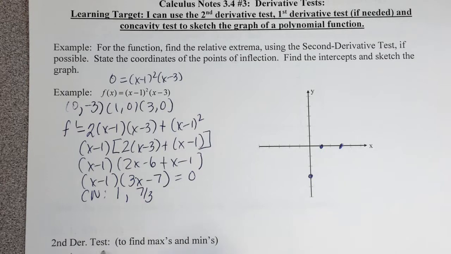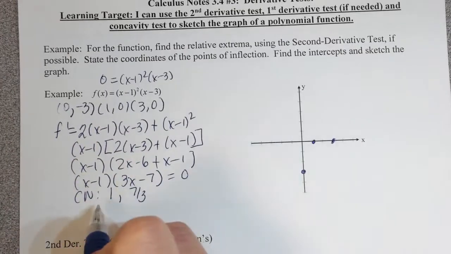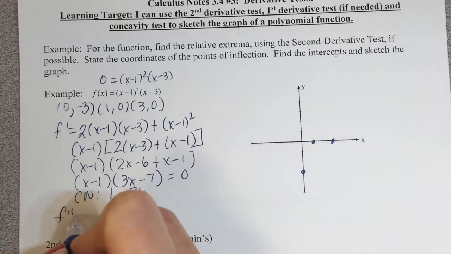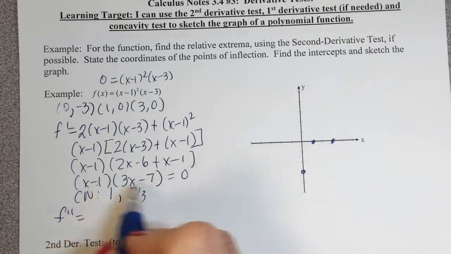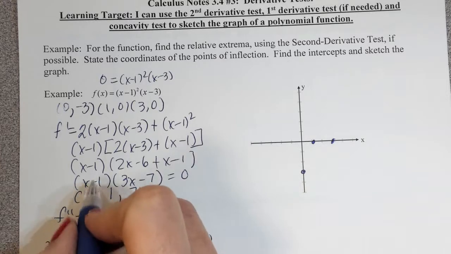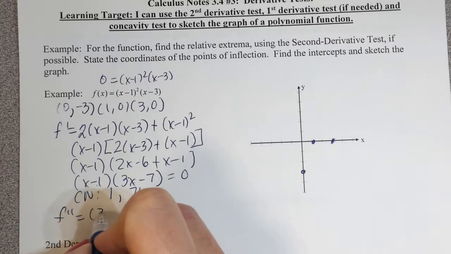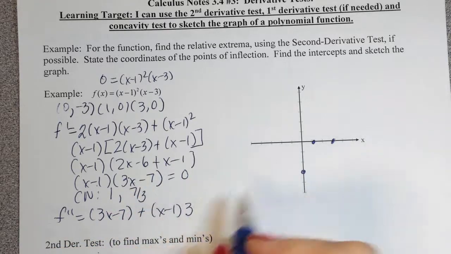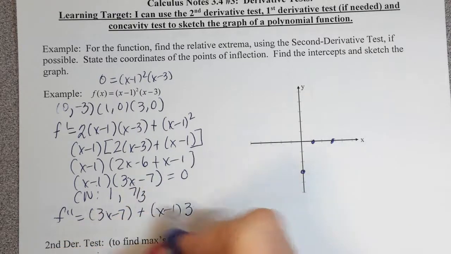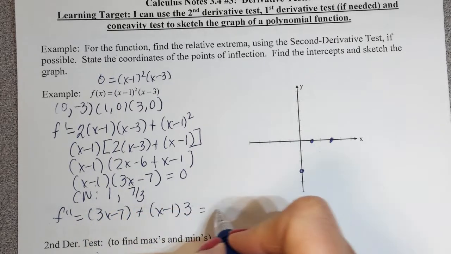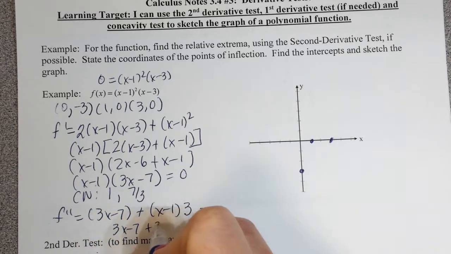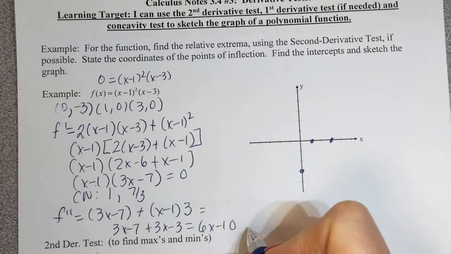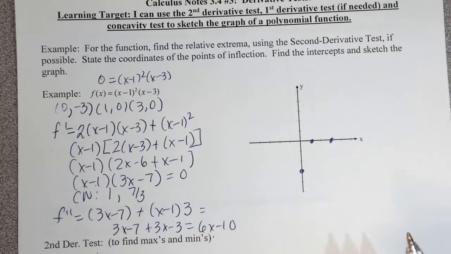So to do my second derivative test, I now find the second derivative. I'm going to take the simplified version right here, and take the second derivative. Still going to use the product rule, or I could even multiply it out. So I'm going to do derivative of the first, which is 1, times the second, plus the first times the derivative of the second, which is 3. Now I'm going to multiply this out. I'm going to have 3x minus 7 plus 3x minus 3. That gives me 6x minus 10. So that's going to be my second derivative.